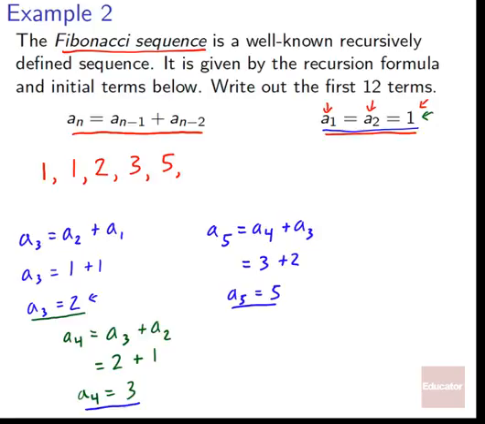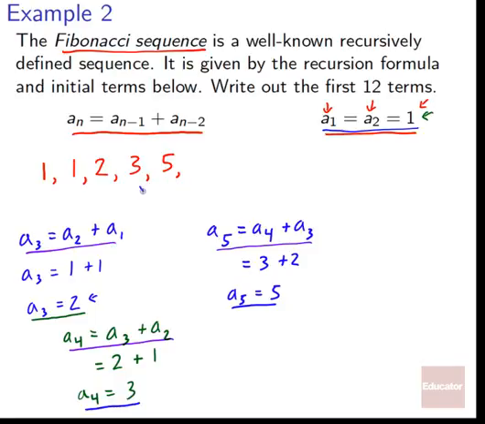What comes after that? So how do we get this? Well, notice A5 equals A4 plus A3. So A5 is equal to the previous term plus the term previous to that. A4 equaled A3 plus A2. A3 equals A2 plus A1. So to make the next term, we look at the previous term and the term before it.